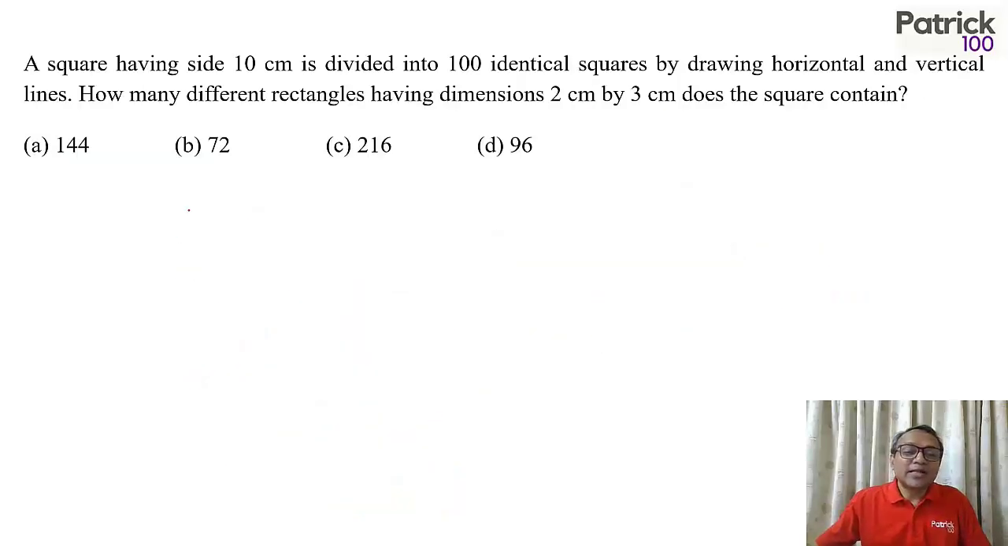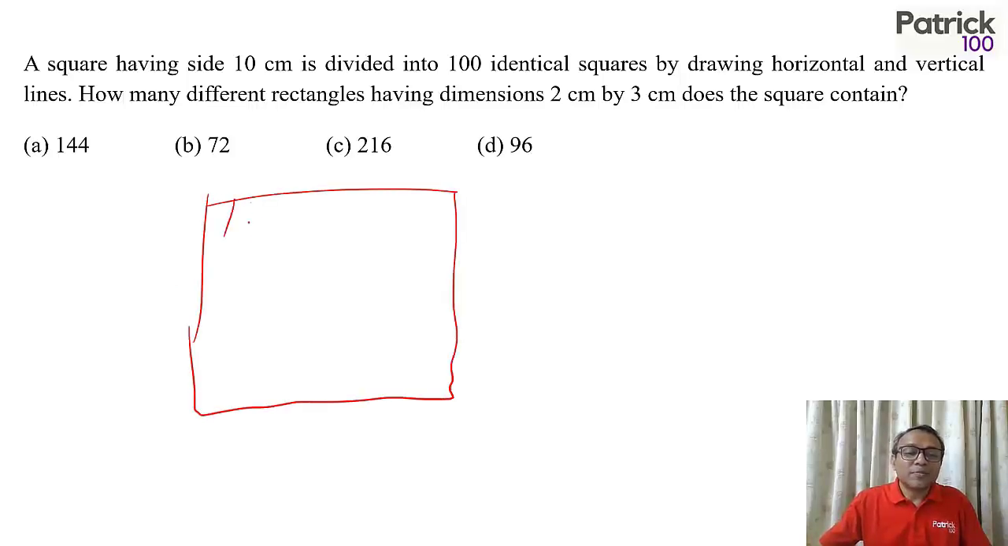Square of side 10 centimeter. Divided into 100. So that means you have a square which is divided into 100. 10, 10, 10. So there are 10 lines, 10 parts, 10 squares out here. You want dimension 2 by 3. So if I say dimension 2, how many lengths can I form of dimension 2? Like first square and second square, then second square and third square, then third square and fourth square, up to 9th square and 10th square, right? Dimension 2.